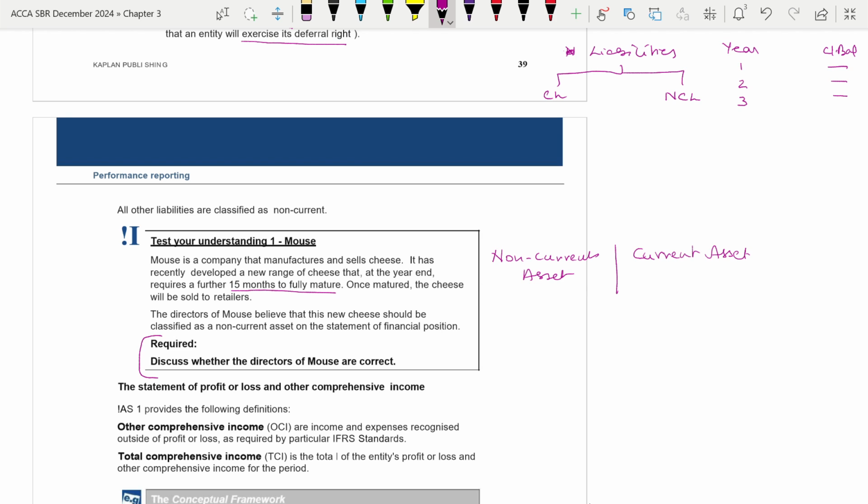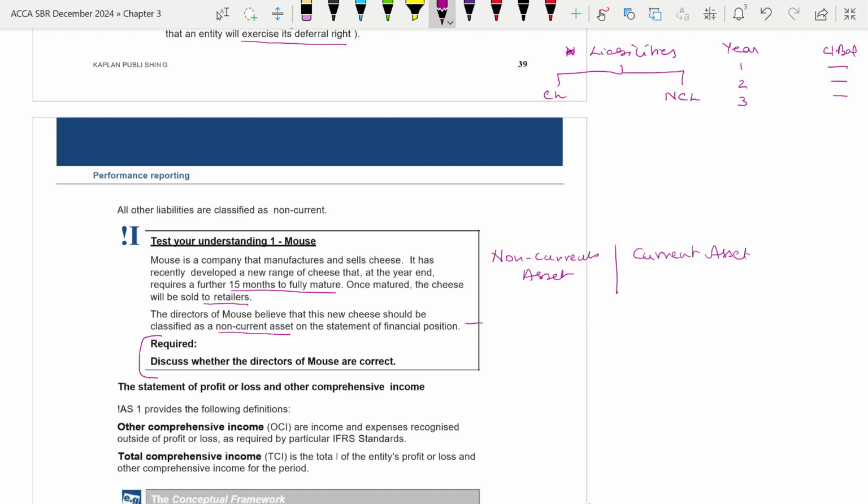Is it fully mature? It is not. It takes 15 months to mature, and once mature it will be sold to retailers. So should the new cheese be classified as a non-current asset? Part of it will be a current asset, and the other part, maturing in more than 1 year, will be a non-current asset?